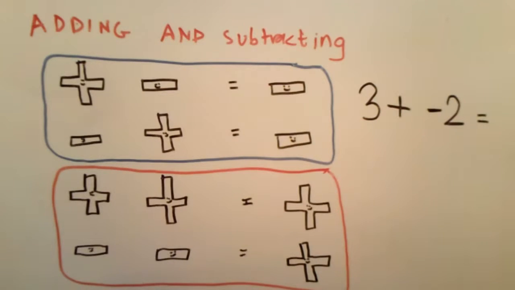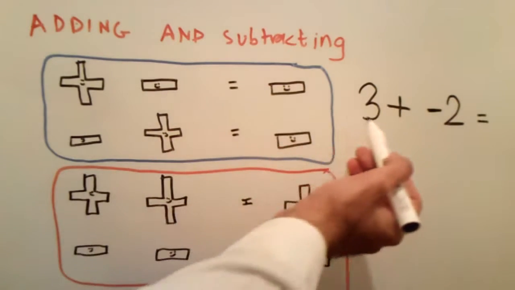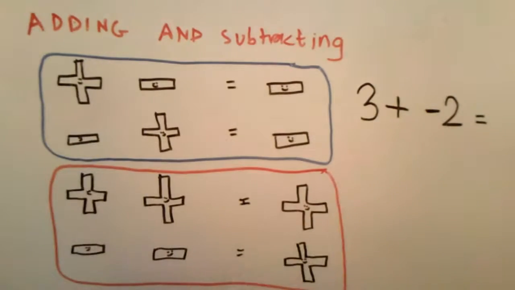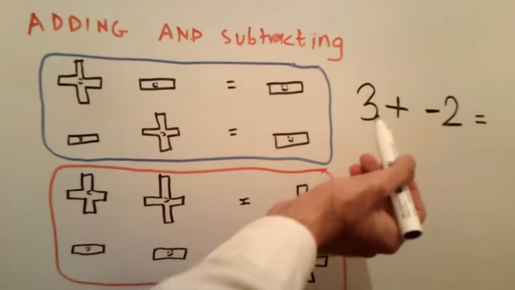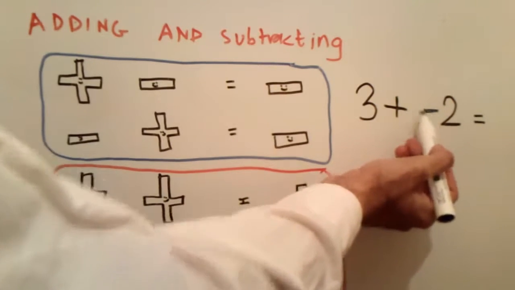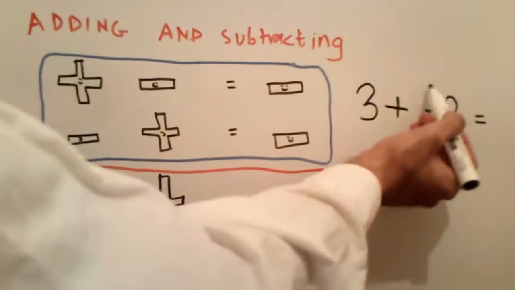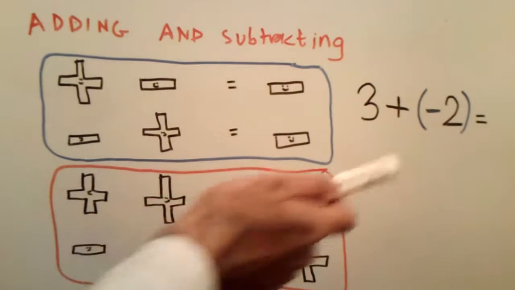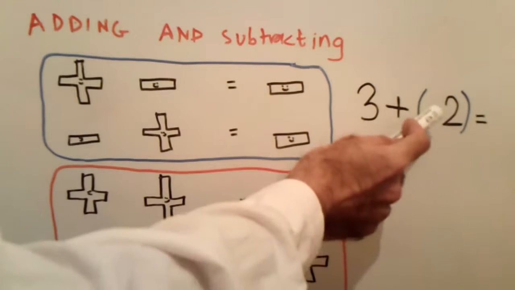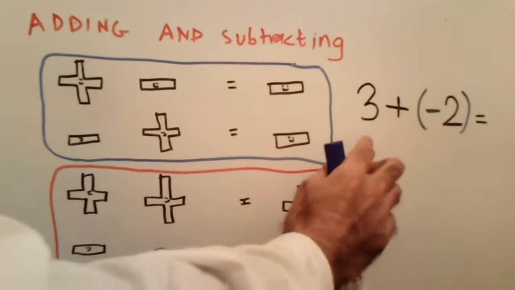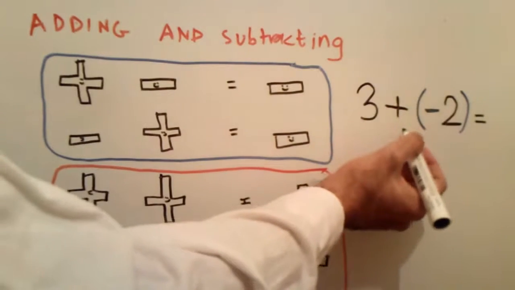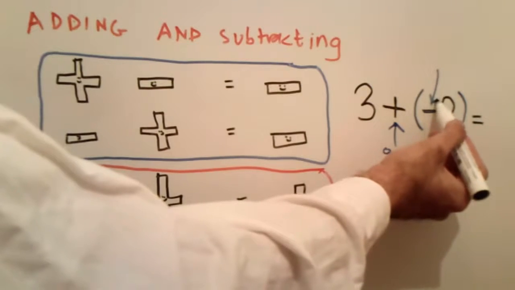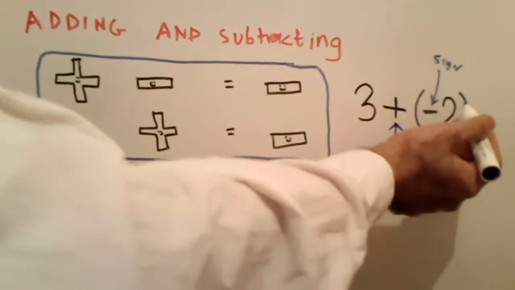Okay, let's do another example. How would we do this? We've got 3 plus negative 2. One thing I should note is that when we've got something like this, usually you'll see little brackets around the negative number. Basically, it helps so you can see the difference. So here, this is the operator, and this is the sign of our negative number.